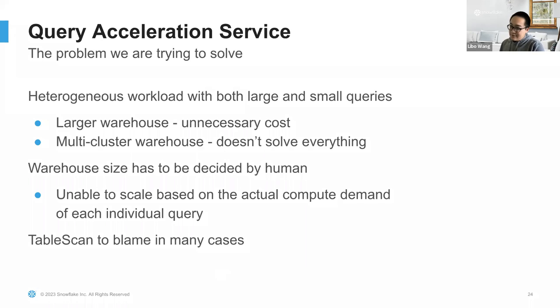Okay, so the next perspective is that the warehouse size has to be decided by a human right now, or some customer has to deal with it. So it's not able to scale based on the actual compute demand of each individual query. The traditional model requires the customer to have some knowledge of the workload, like how much compute their workload is going to need. The customer estimation is not always accurate, and that might cause either slow performance or extra cost to them.